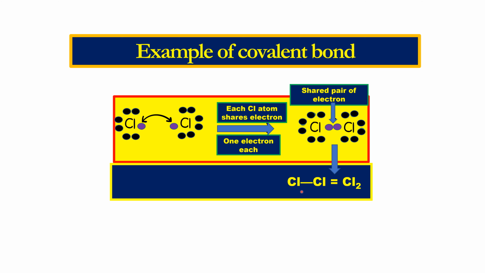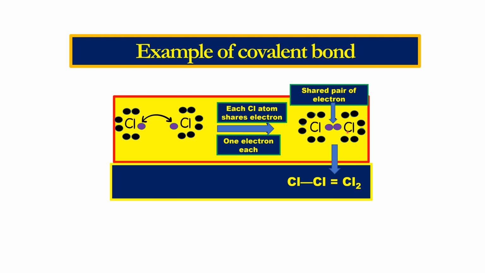Each chlorine atom has 7 electrons in its outermost shell, but each chlorine atom needs 8 electrons to be stable. So what the chlorine atoms do is share 2 electrons. When the 2 chlorine atoms share these 2 electrons, each will then have 8 electrons in its outermost shell, which each needs to be stable.